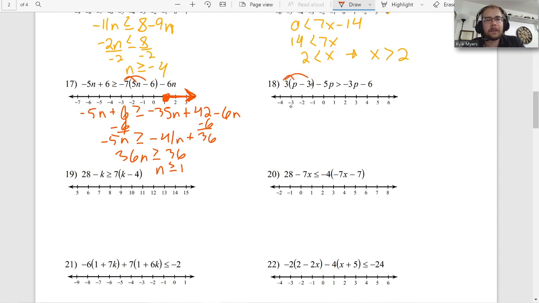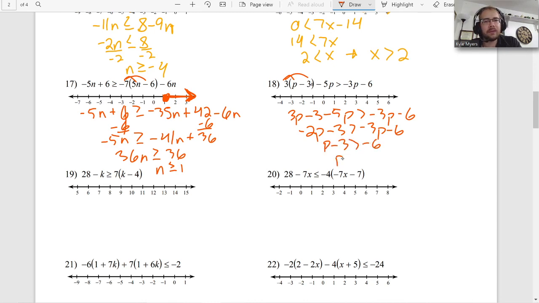Go ahead and distribute. 3p minus 3 minus 5p greater than negative 3p minus 6. So we've got a negative 2p here. And let's go ahead and add 3p to both sides. So get p minus 3. And then add 3 to both sides. Add 3 to negative 6, and I get negative 3. So p is going to be greater than negative 3. Here's negative 3.